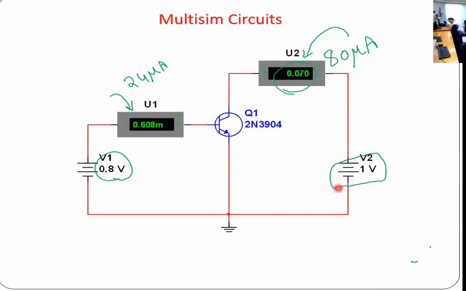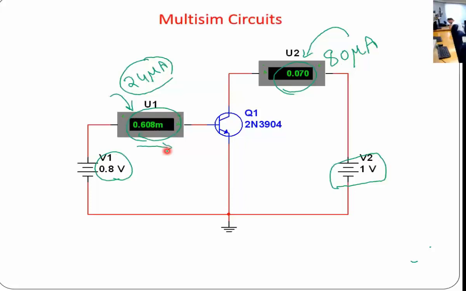And the next one is when you raise to 0.8. Previously it was 24 or 7 milli, I think, something like that. Now you are at 608 micro. And the current was like 70 milli. So as you can see, increasing the base current will increase the collector current to an extent.